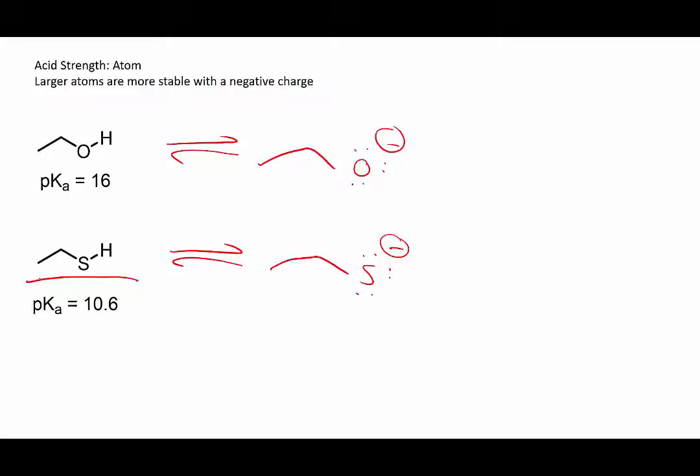Well, the difference is that sulfur is one row down on the periodic table, so it's larger, which means we're spreading that negative charge out over a larger volume. If we're spreading out charge, we're minimizing charge, we're going to have a lower energy. So, atom size is very important in addition to electronegativity.